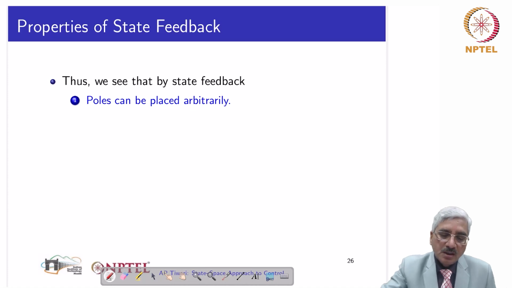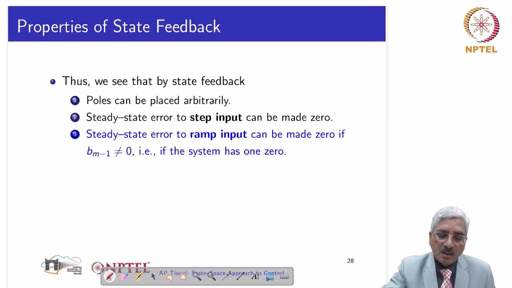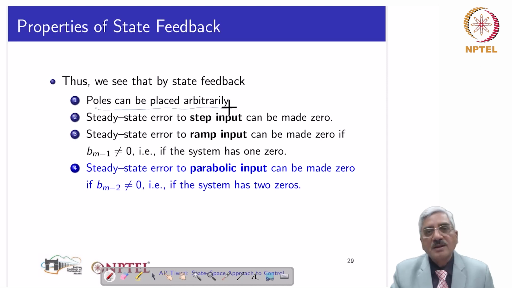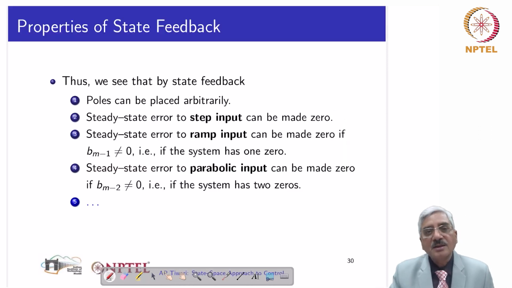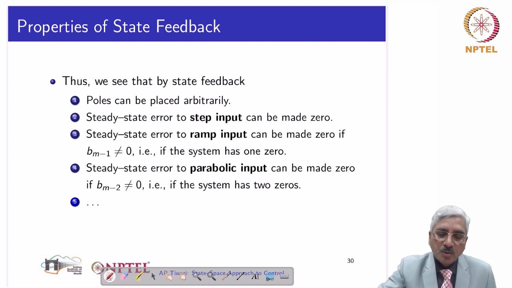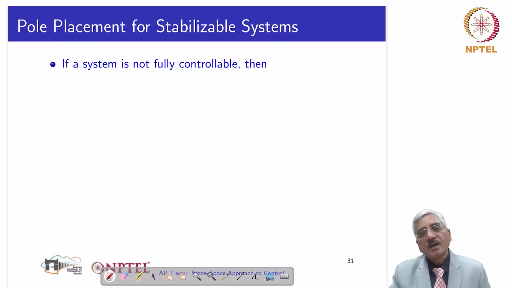So we get to these properties of state feedback. First thing is that poles can be placed arbitrarily with the natural restriction of complex poles appearing as complex conjugate pairs. Steady state error to step, ramp, parabolic and other higher order inputs can be made 0. This is the property of the state feedback. This cannot be achieved generally by output feedback. State feedback, I am again emphasizing, is much more powerful compared to the output feedback.